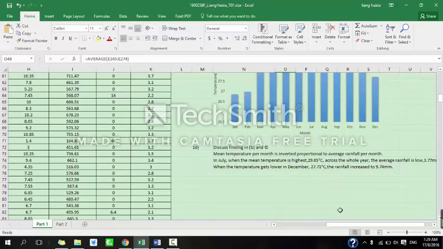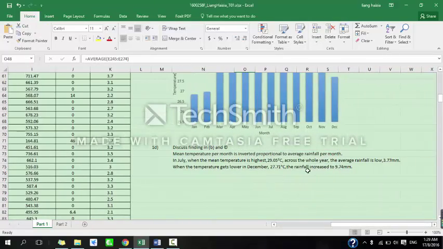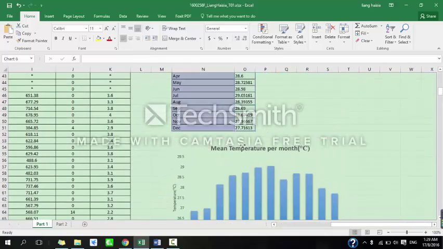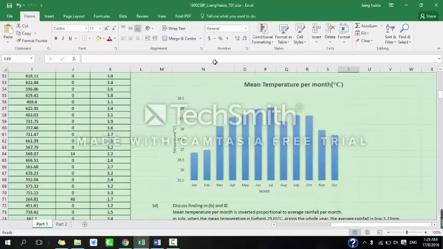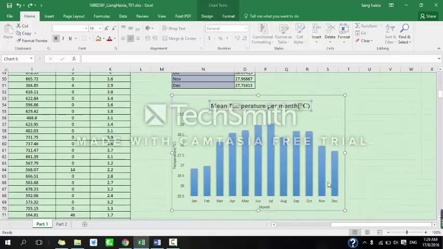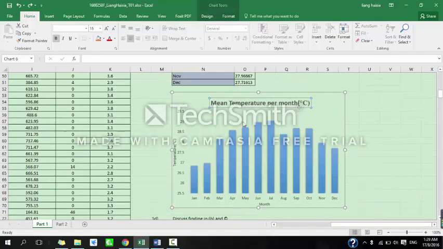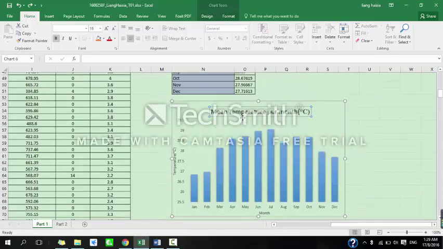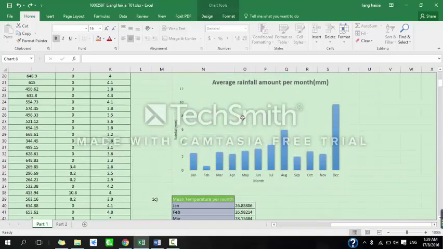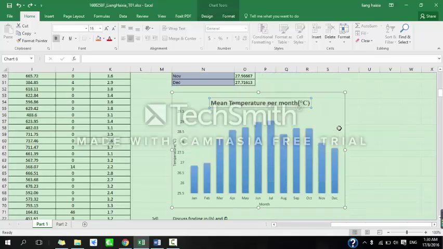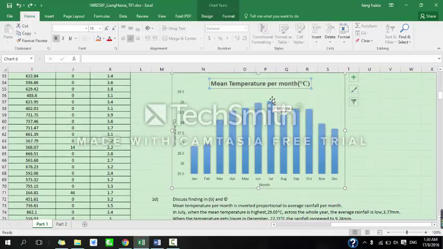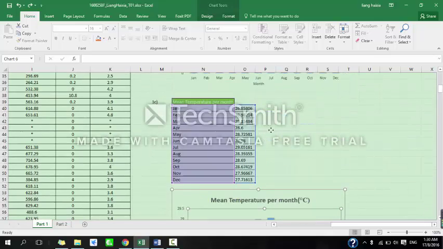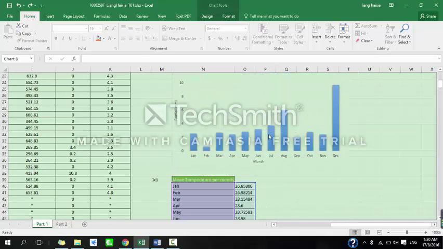Then discuss the findings of B and C. Actually, from the data we can see that mean temperature per month is inversely proportional to average rainfall amount per month. So in January, when the temperature is highest among the months, the rainfall is low, not the highest, actually quite low.